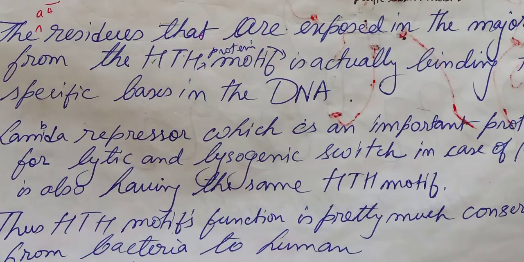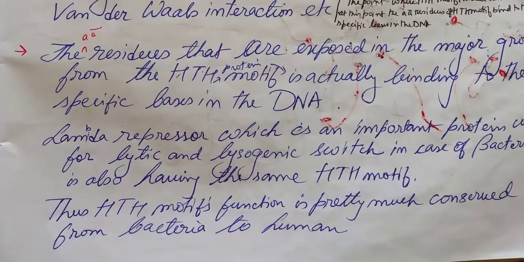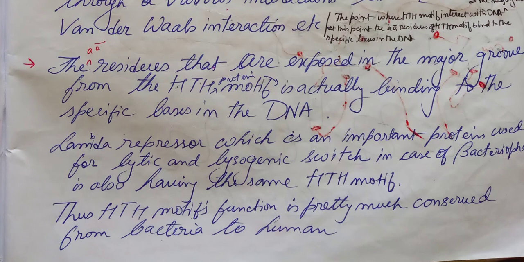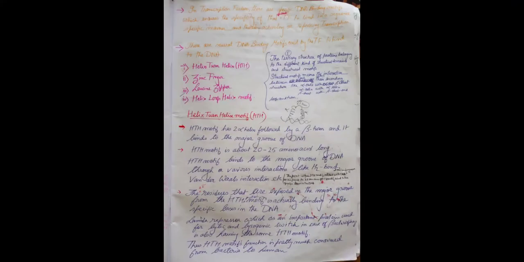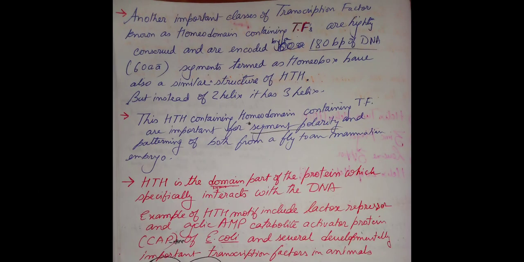So the helix turn helix motif function is pretty much conserved from bacteria to human. These motifs are found in bacteria, in virus, in human also, right? So this helix turn helix motif is pretty much conserved from bacteria to human. By observing the sequence and comparing the sequences, we can find that most of them are conserved. Okay, more to go about the helix turn helix motif.